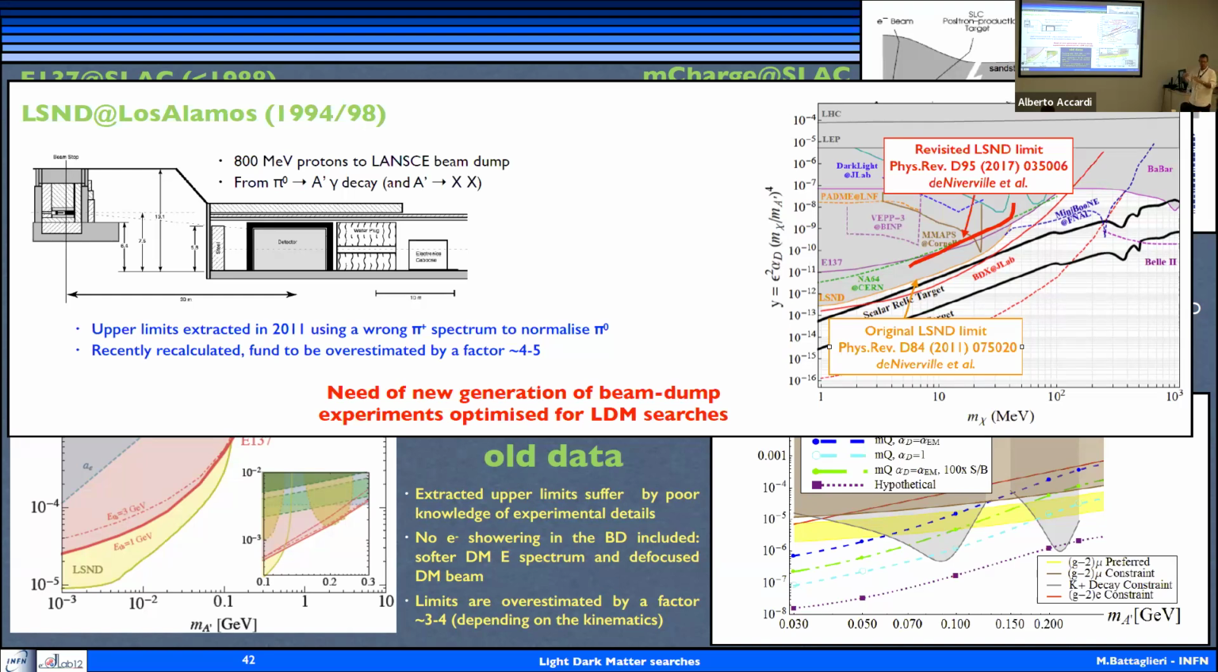The same group at some point came up with a different evaluation of the flux of pi zero, and then you see how this upper limit moves by an order of magnitude, moving up and down depending on the analysis. This was made by the same group, so they just realized that some hypotheses in recasting these limits for these variables were simply wrong. So again, a new experiment makes sense. You want to be sure of what you are measuring and also the way you are measuring.